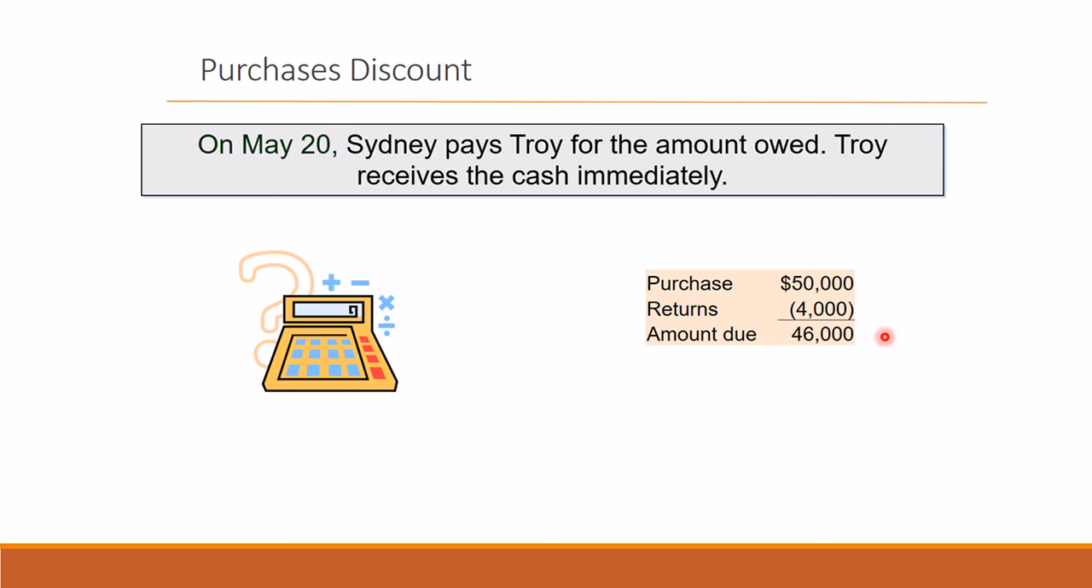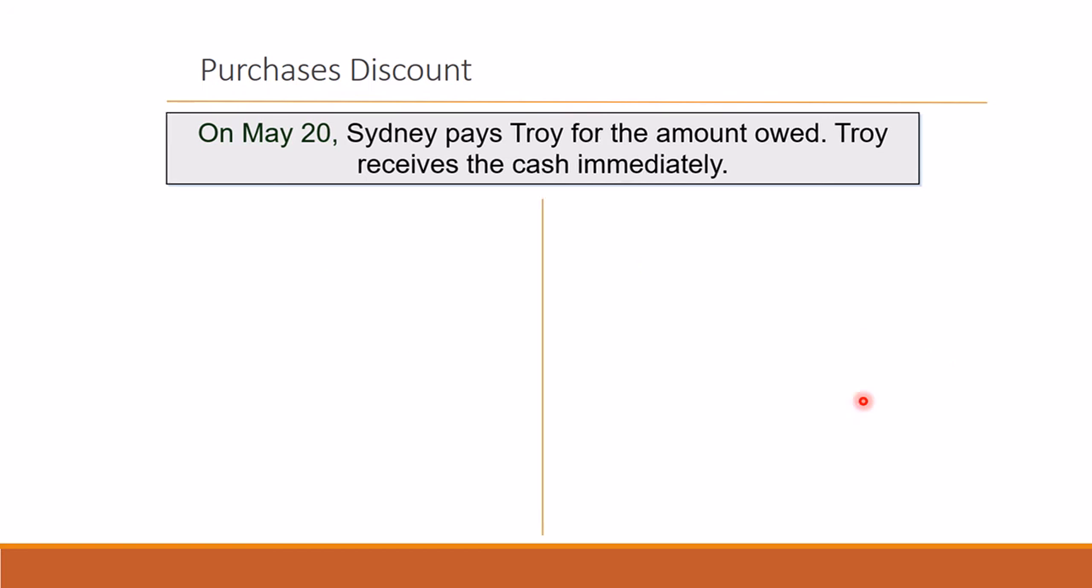Since May the 20th is within that 10-day discount period from May 11th, we're going to subtract the 3% discount amount of $1,380. 46,000 times 3% equals 1,380. From the amount due of $46,000, that leaves us with the actual cash payment for Sydney to Troy of $44,620. So let's continue to move on to the journal entry.